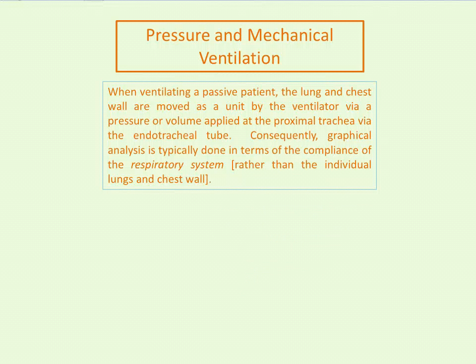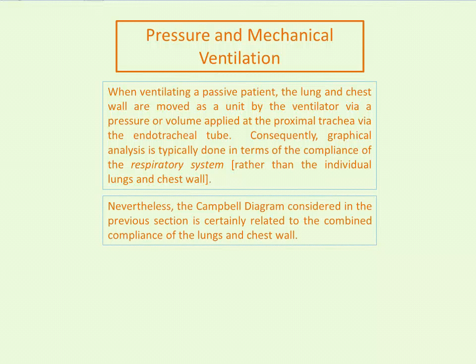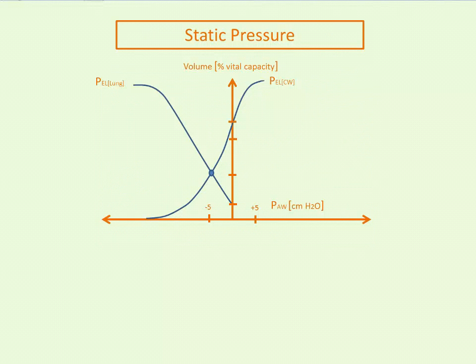I've got a lot of words here. So when ventilating the passive patient, the lung and chest wall are moved as a unit, and you can sort of picture the mechanical ventilator applying this force to the proximal trachea, which is distending the lungs, which are distending the chest wall outwards. So consequently, the graphical analysis is typically done in terms of the compliance of the respiratory system. And as I've mentioned multiple times before, when I say respiratory system in my talks, I'm referring to the combined lungs and chest wall together. But the Campbell diagram can be used to illustrate this physiology.